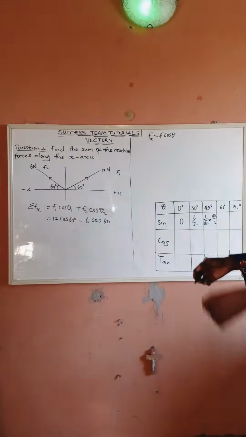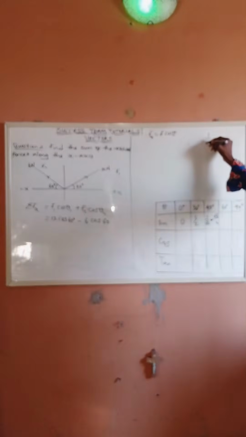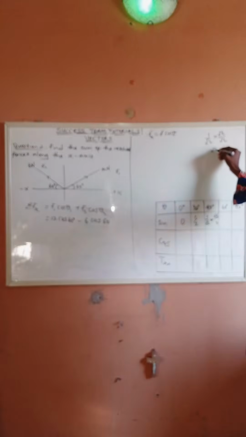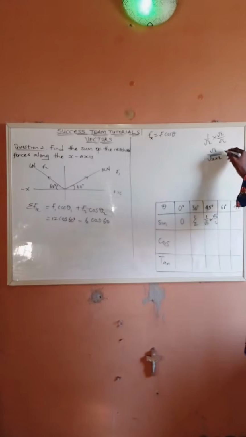That's if you rationalize. If you want to rationalize in mathematics, if I have 1 over root 2, with the root at the bottom, I multiply both sides by root 2. That will be root 2 over root 2. So I'm going to have root 2 over root 4.